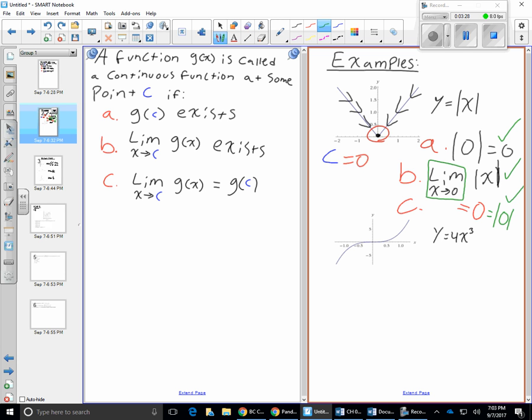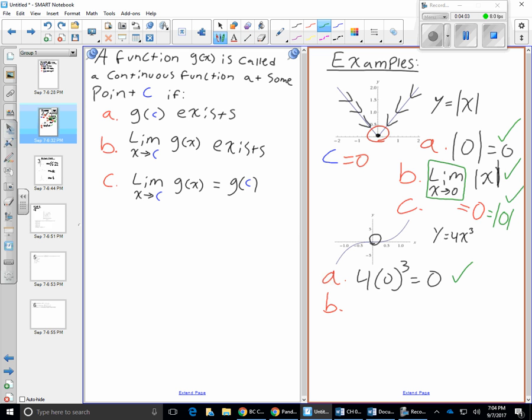Now let's look at y equals 4x cubed. There's another example. Let's go with the point of interest being 0 again. So we can say for A, does this point exist? Yes, because 4 times 0 cubed is equal to 0. So it spits out a real number. We're happy. It exists. Now let's talk about B.